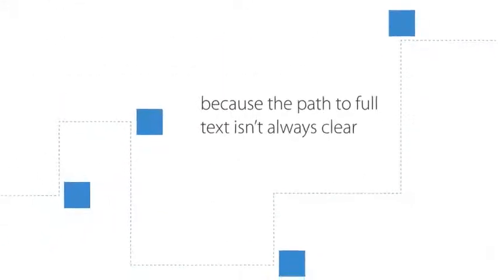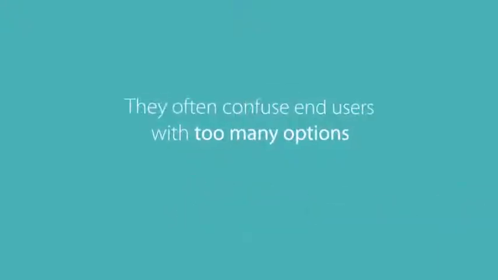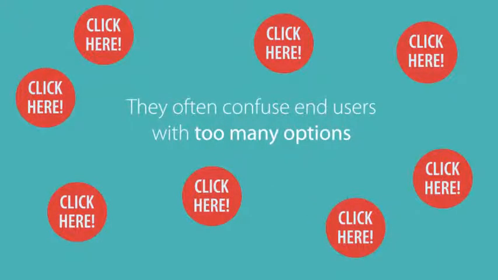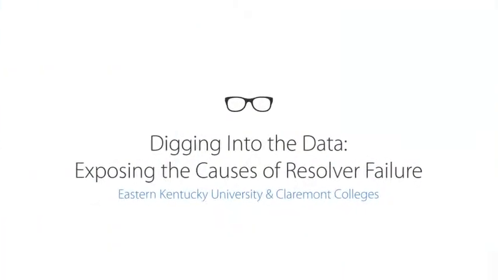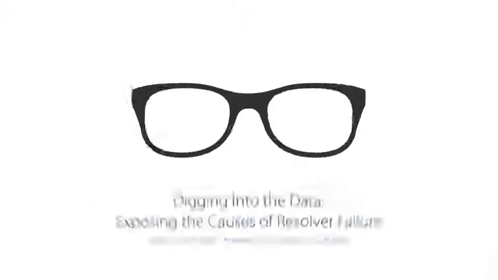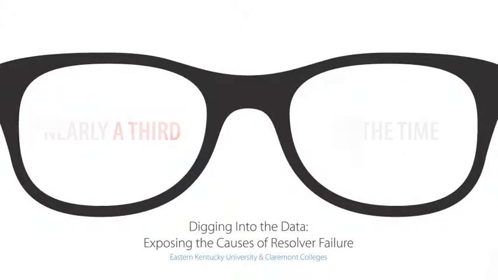Link resolvers can light the way, but they typically require multiple clicks, they often confuse end users with too many options, and they aren't always fully accurate. In fact, a study called Digging into the Data, Exposing the Causes of Resolver Failure, found that link resolvers fail nearly a third of the time.